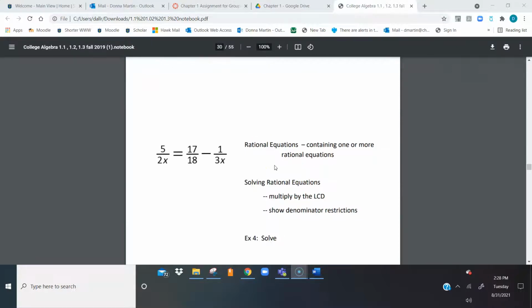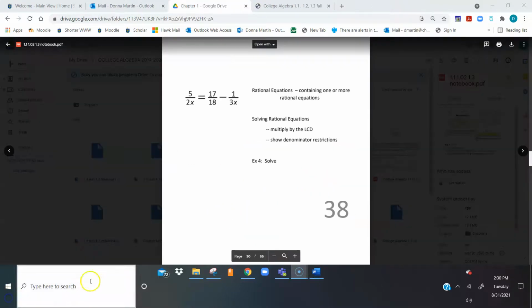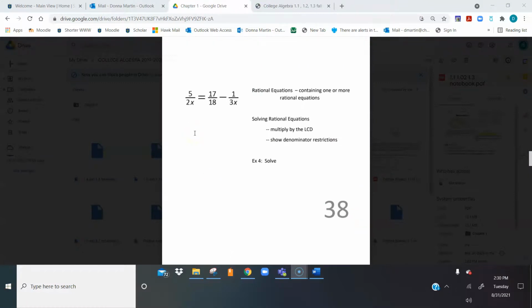Okay, so pause your video, write down any of this information that you need to write down, and then we will work through this example 6, dealing with a rational equation that has one or more variables in the denominator. And we also need to show denominator restrictions. Here's a fractional equation, and it's rational because it actually has the variable, instead of being in the numerator, in the denominator. The problems are worked out the same way, with one caveat.